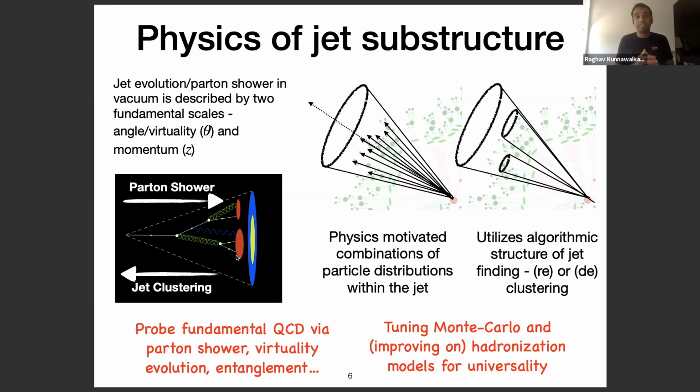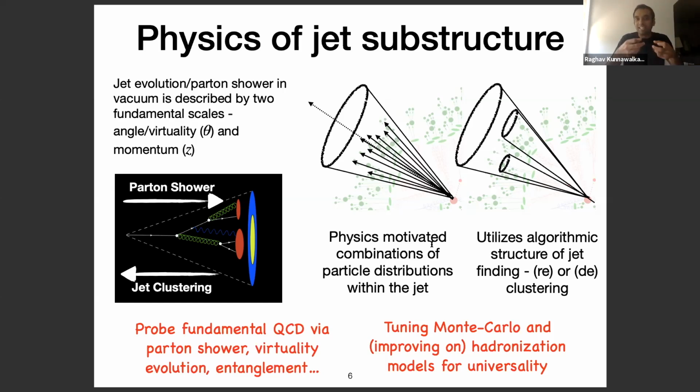And the reason why we're doing this, right, is in vacuum, this jet shower, if you just look at QCD, is described by 2 fundamental scales. It's described by a virtuality or an angular scale, or by momentum or momentum fraction at whatever splitting you define. So you can either look at, like I said before, some kind of physics-motivated observables that are built on these combinations of the particles inside the jet, or you can just look at some kind of algorithmic structure of jet finding. Either you're doing reclustering, declustering, whatever.